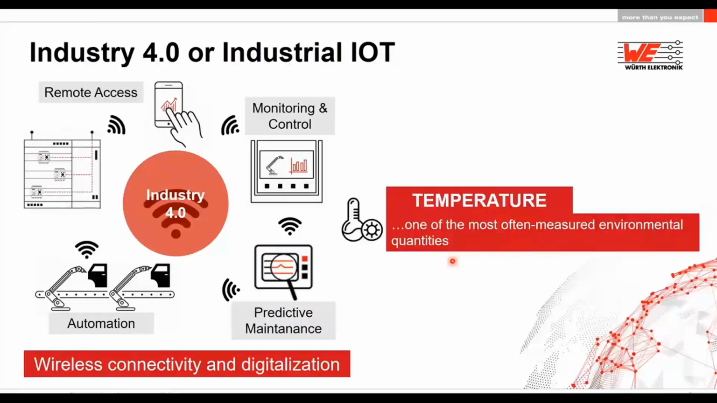On the other hand, temperature is also one of the most measured environmental quantities. So many physical and chemical properties depend on the temperature, and that's why temperature needs to be measured more often.